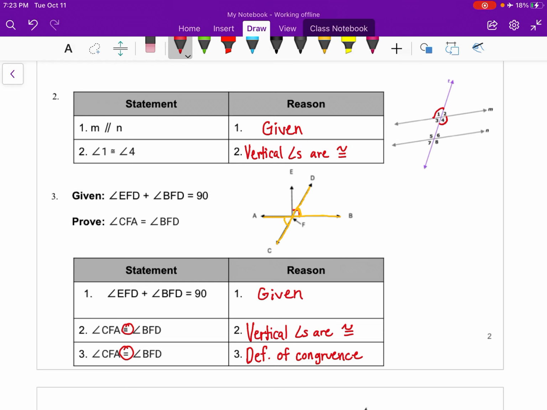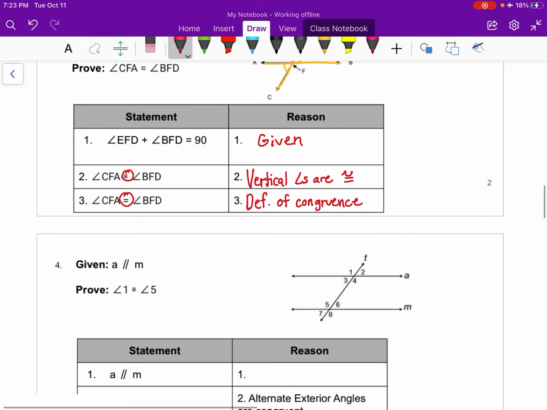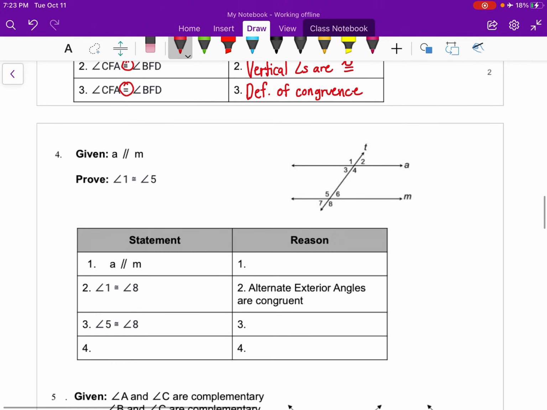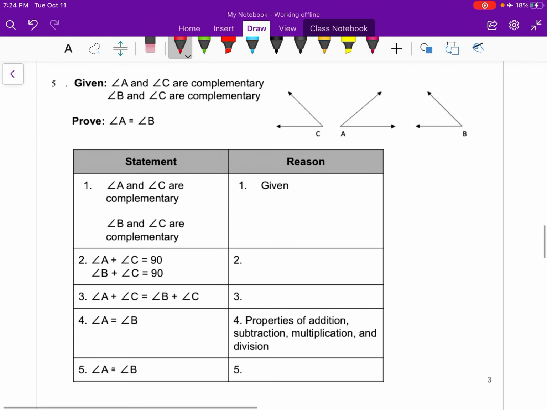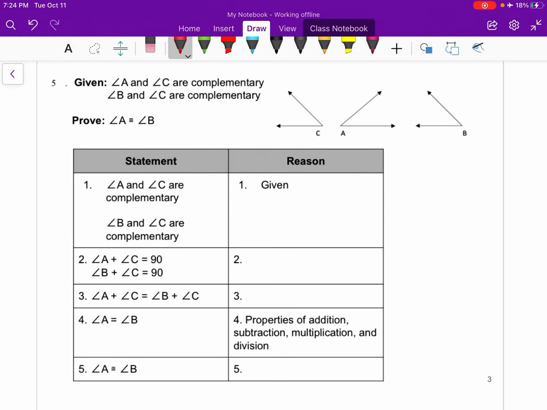And that is it for our 3 examples of 2-column proofs. If you would like, you can pause the video at this point and try out this proof with question number 4. You can also try out another proof with question number 5.